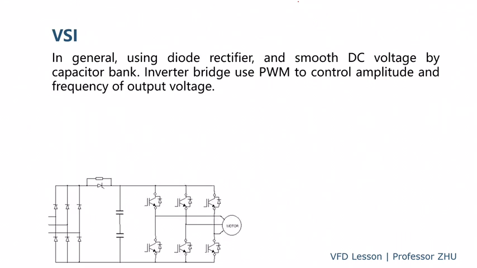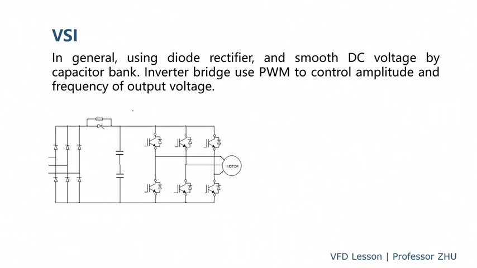So this is the topology for the VSI. We can see on the DC part, we use a capacitor. And here is a rectifier, converting the AC of the grid to the DC. And then here is the inverter. We use power electronic switches here, typically IGBT, in a 3-phase 6-switch bridge, converting the DC back to AC. And the AC voltage and frequency can be changed, and this changes the speed of the motor.